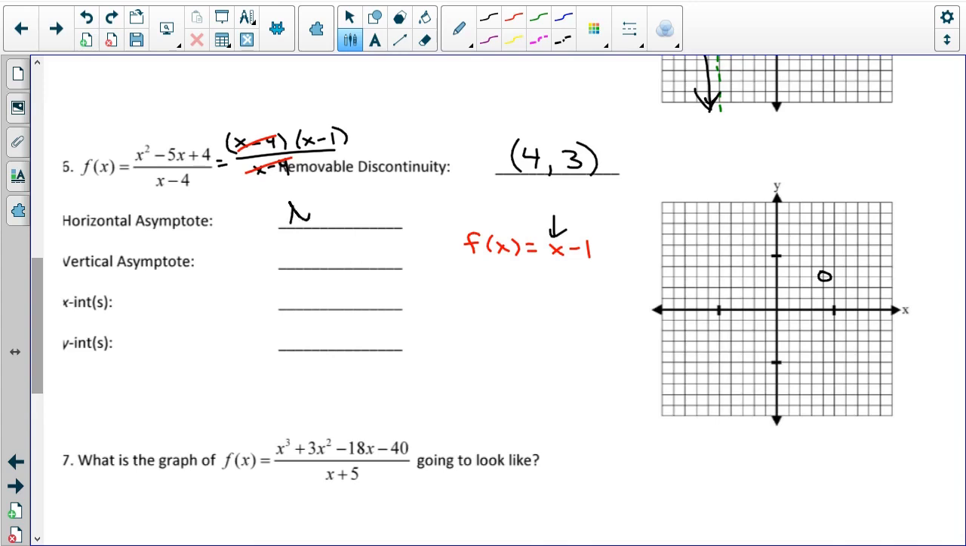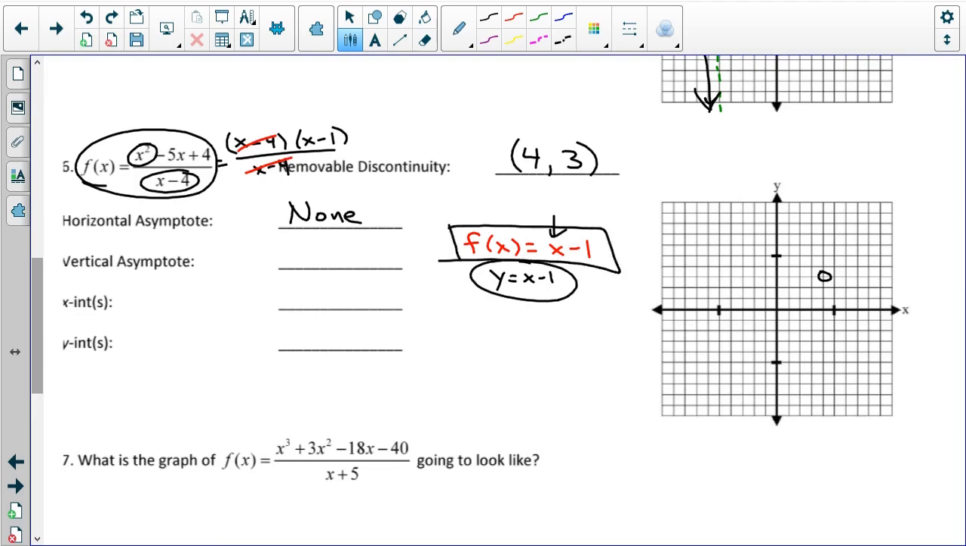There is no horizontal asymptote. That is because as I look at this, the power in the numerator is greater than the power in the denominator. If I wanted to, I could call this an oblique asymptote at y equals x minus 1, but that is not anything we'll ever ask you in this course. But basically, this function is exactly this line except for the hole. So there is no vertical asymptote.